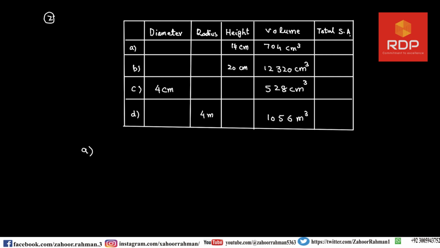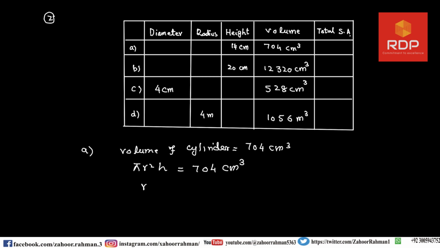704, and here I am writing volume of cylinder is given to us as 704 centimeter cube, and you know that pi r square h is equal to 704 centimeter cube. Here first we are finding the value of r, so we have to leave this r on one side and move all the other values to the other side.